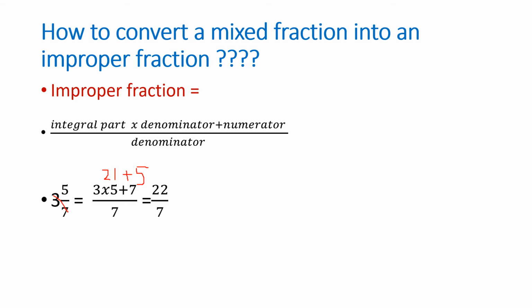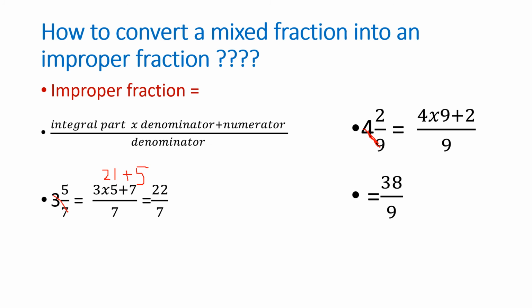Okay. Let us take another example. If you have a fraction like this, so what will you do? Integral part 4 and 9, you have to multiply. 4 nines are 36 and 36 plus 2, you have to add 2 to it. So multiply the integral part and the denominator, add 2 to it. So you get 36 plus 2, 38. So the answer will be 38 by 9. So this is how you can convert a mixed fraction into an improper fraction.